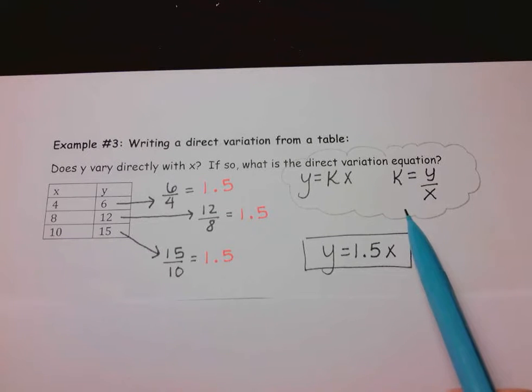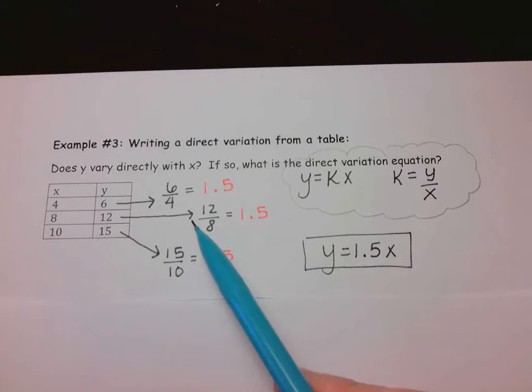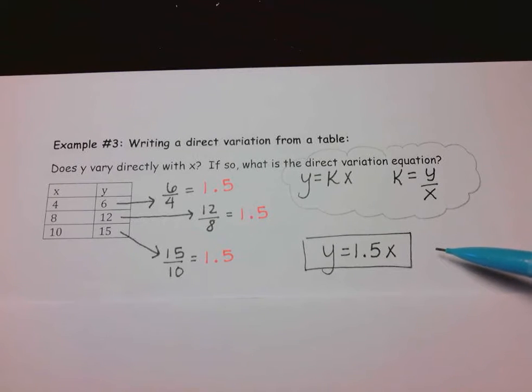So if we want to determine if the relationship between x and y is a direct variation, all we have to do is take y divided by x. Once I take y divided by x each time, I get the same number. I get 1.5. And so what does that tell me? That tells me, yes, y does vary directly with x. This is a direct variation relationship. I can create a direct variation equation, and the constant of variation is 1.5. So the equation is y equals 1.5x.